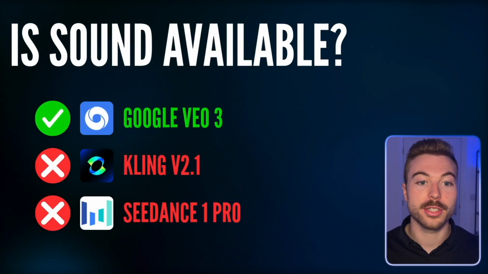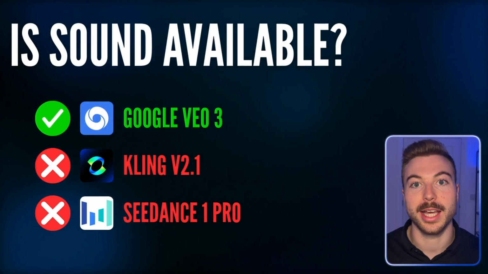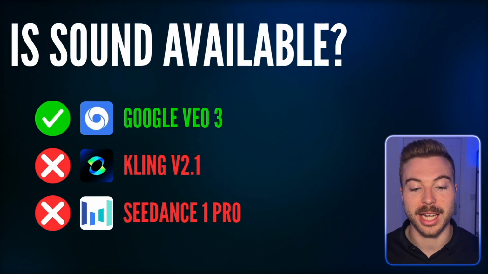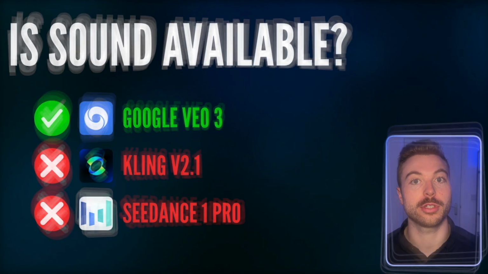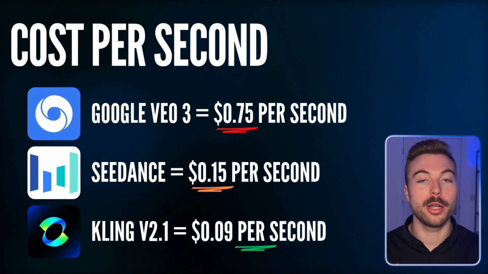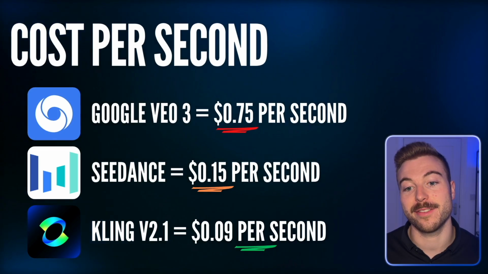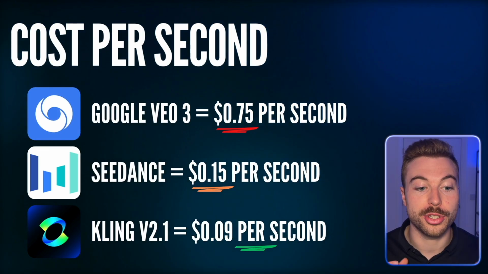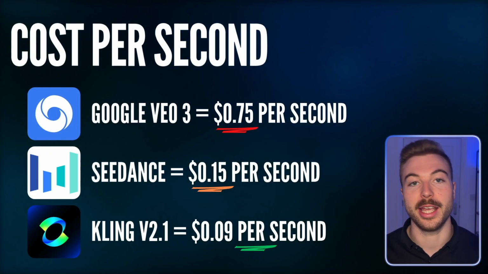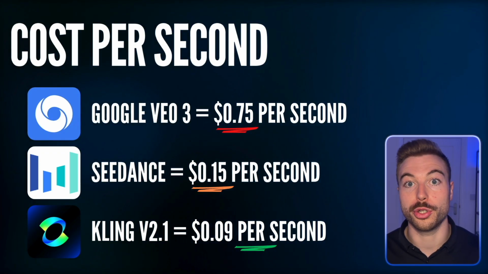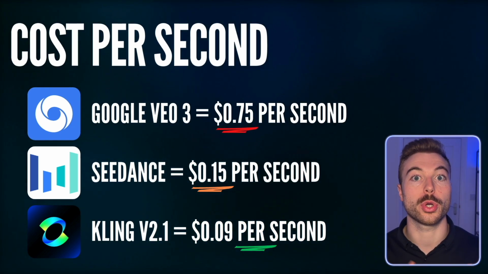Now, first things first, a key thing to note that currently only Google VO3 actually has sound available, whereas Kling and Seedance don't, so you're going to have some additional cost to be able to put that over the top. And speaking of costs, when we look at the three different models against each other, Google is the most expensive at 75 cents per second. The new Seedance Pro model is around 15 cents per second, and Kling is 9 cents per second. So huge cost efficiencies if we're using Seedance, and let's see how that compares for the quality that we're getting out.